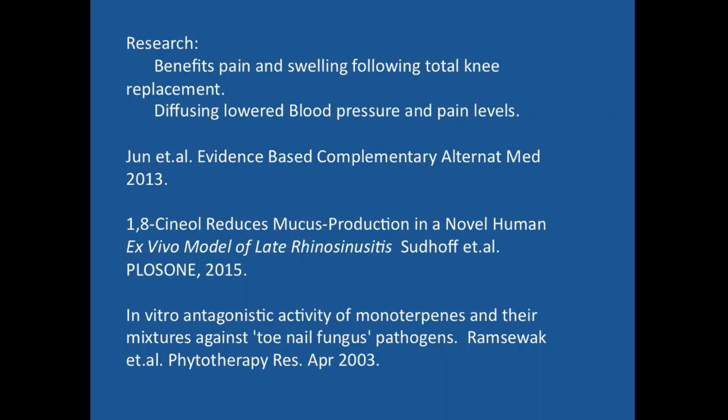And then in Phytotherapy Research, April 2003, Ranswalk et al. had an article, in vitro antagonistic activity of monoterpenes and their mixtures against toenail fungus pathogens. So the classes of molecules that are in eucalyptus are in the class of monoterpenes, and they can function effectively against toenail fungus, which plagues many people throughout their lives. But there are other oils too, like oil of oregano, that can function as an antifungal agent for toenail fungus. But eucalyptus is another one that can be used in the fight against toenail fungus pathogens.